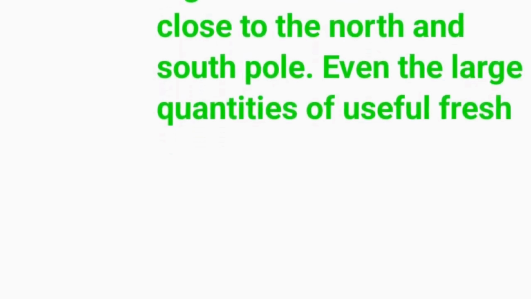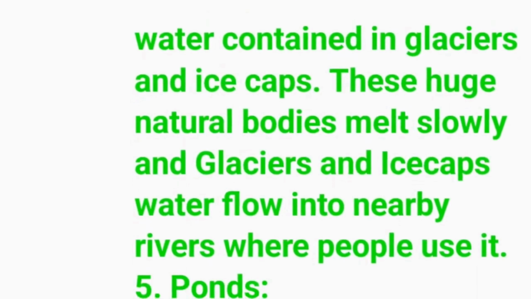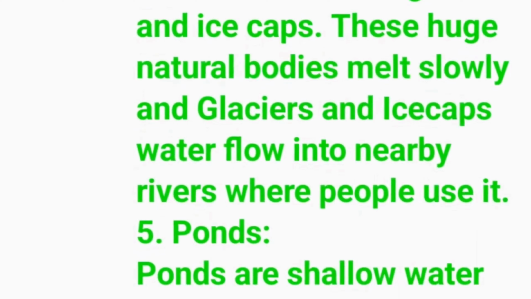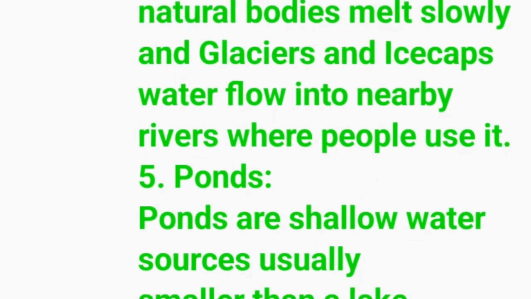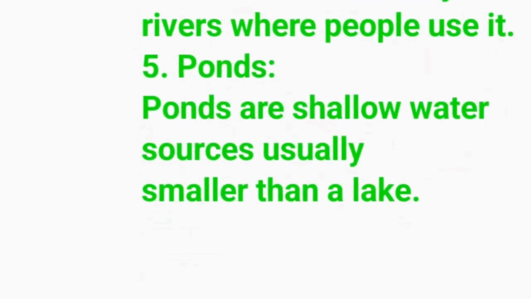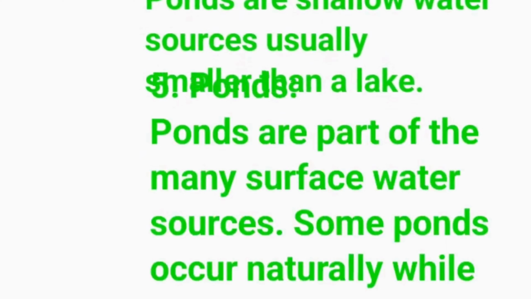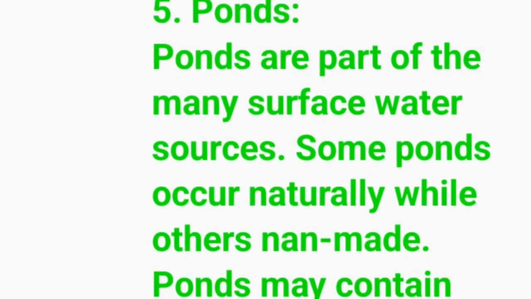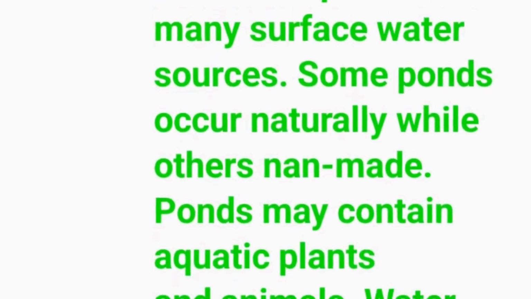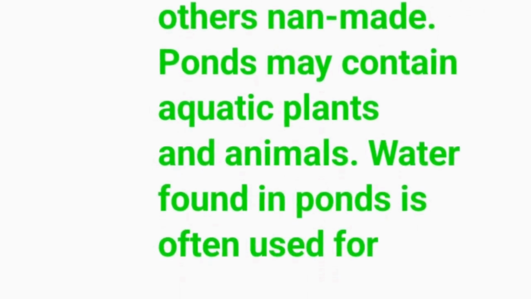Even the large quantities of useful fresh water are contained in glaciers and ice caps. These huge natural bodies melt slowly, and glacier and ice cap water flows into nearby rivers where people use it. 5. Ponds. Ponds are shallow water sources, usually smaller than a lake. Ponds are part of the many surface water sources. Some ponds occur naturally while others are man-made. Ponds may contain aquatic plants and animals.